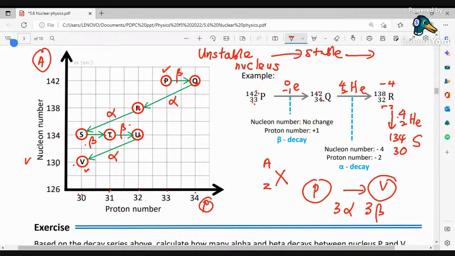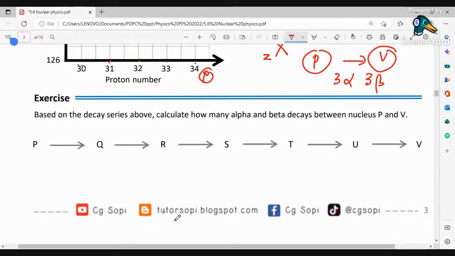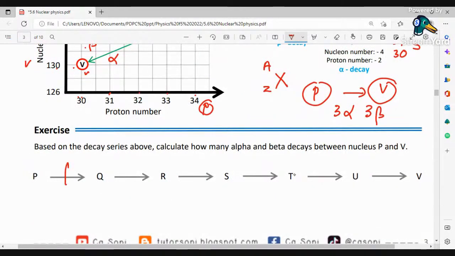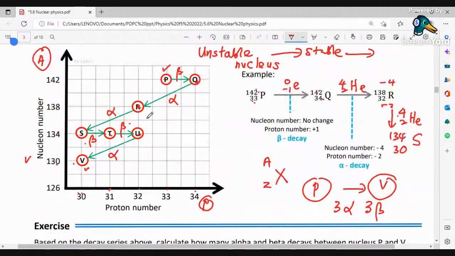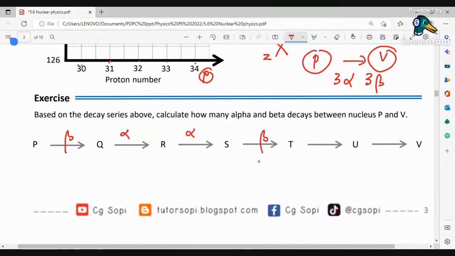Okay, now let's look at the exercise below. Based on the decay series above, calculate how many alpha and beta decays between nucleus P and B. I already just answered this one. We have P to Q tadi, beta. Sini alpha, alpha. S kepada T tadi, beta, beta, alpha. Beta, beta, alpha. Okay, itu proses tadi. So kita ada 3 alpha and 3 beta release out.